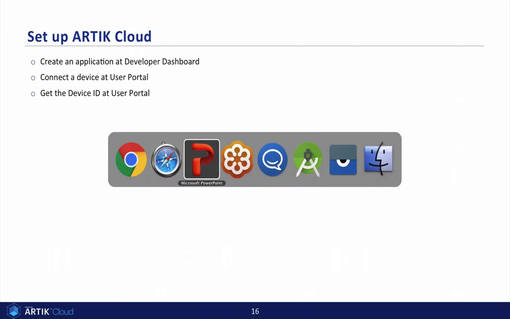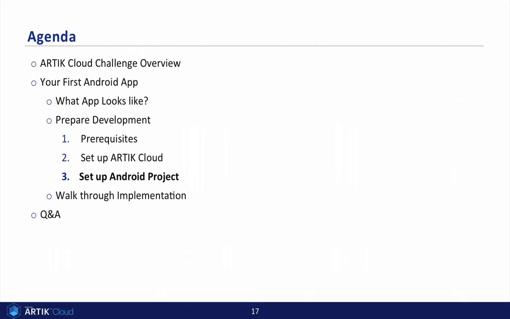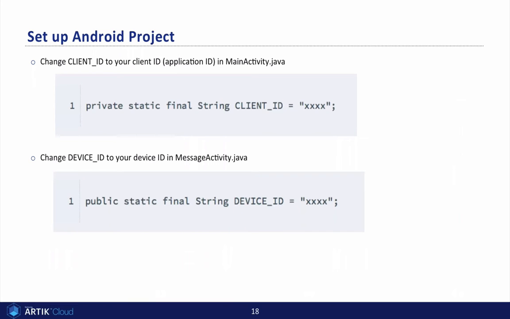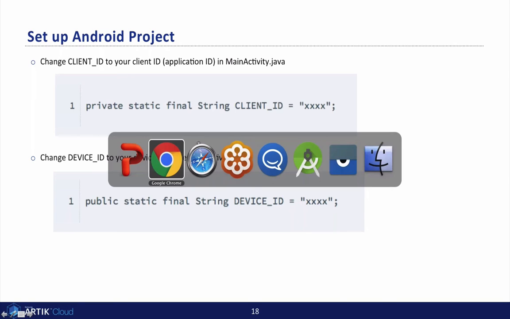Okay, so let's go back to our presentation. We already showed those details on how to set up ARTIK Cloud. The third part of our preparation is to set up the Android project. You only need to provide your client ID information, copying that to the main activity. Then you also need to copy your device ID information to the message activity.